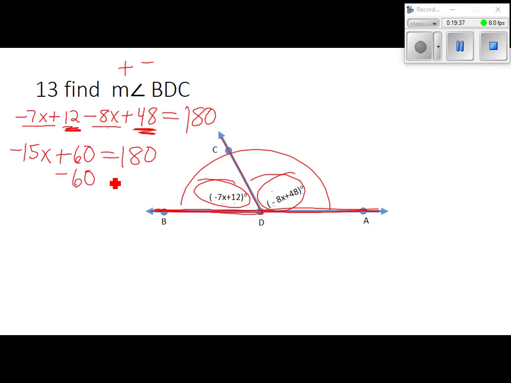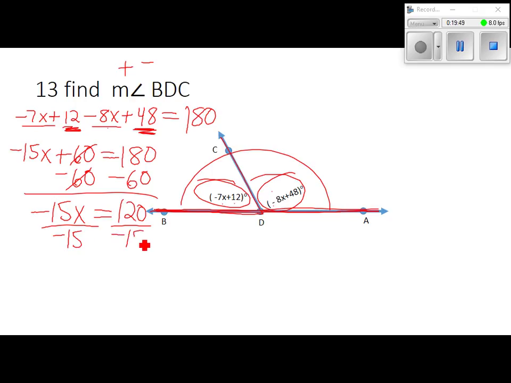Subtract 60 on both sides. You end up with 120 on this side. The 60s cancel out. You got negative 15x on this side. Divide both sides by negative 15. These cancel out and you're left with x equals, grab your calculator if you don't know what it is. I know a positive divided by a negative is going to give me a negative. So 120 divided by 15 equals a negative 8. So that's what x is.